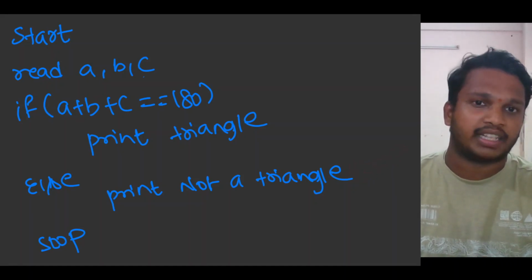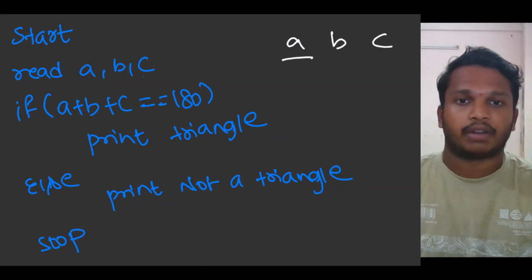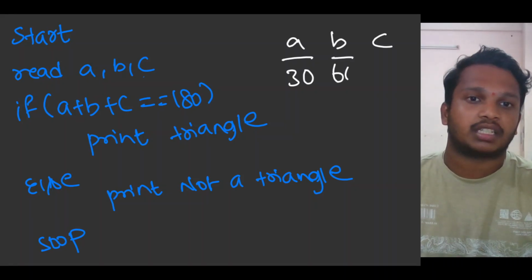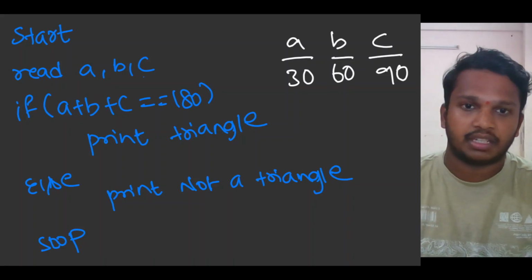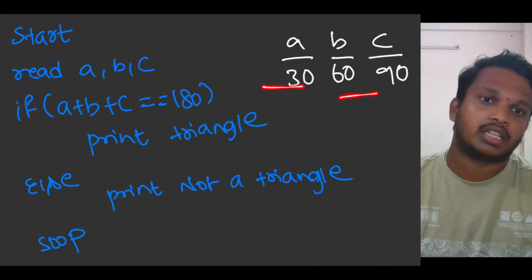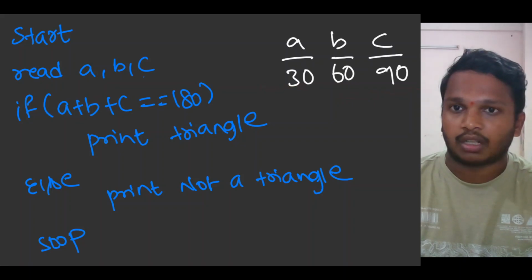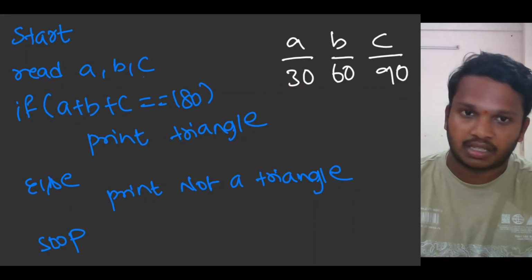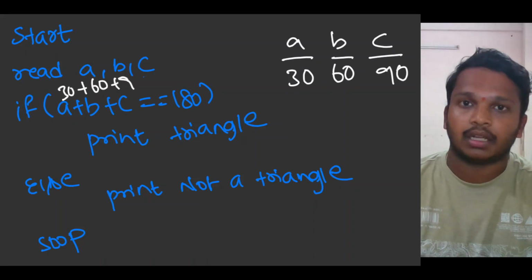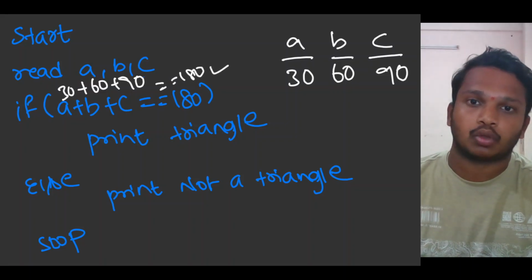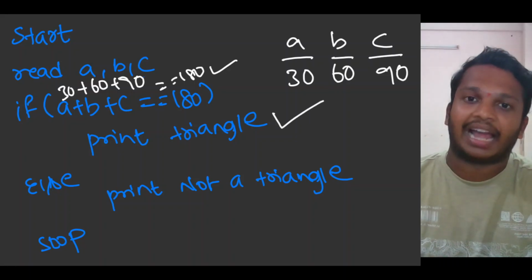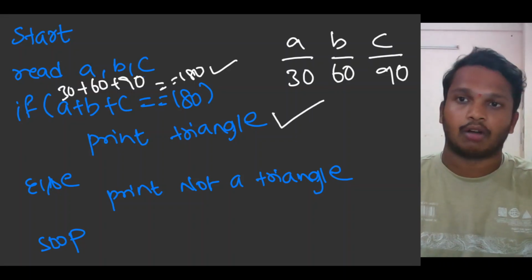Let us check with one example. Think A, B, C three values. We are given, for example, 30, 60 and 90. Now here we read A, B, C and the values are 30, 60, 90. Okay. Now after that, what is there? If A plus B plus C, what is A plus B plus C? 30 plus 60 plus 90. So the sum of these values is equal to 180. So it is true. So it will print triangle can be formed. Okay, this is the working of the algorithm.